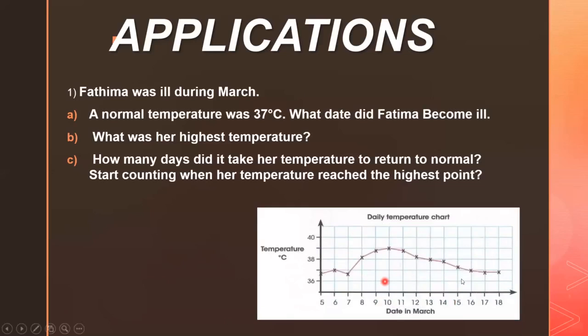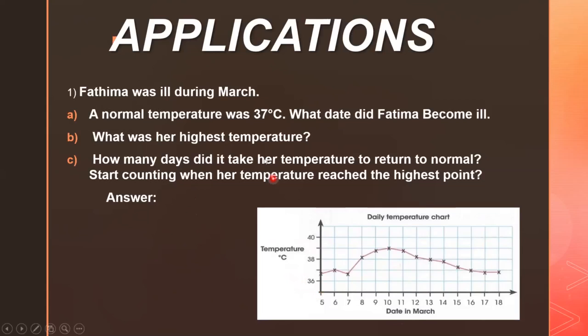And this is the daily temperature chart, with the x-axis marked as date in March and the y-axis as temperature in degrees Celsius. So with the help of this chart, we are going to answer all these questions. So shall we start? Yes. We'll start with the A part. A normal temperature was 37 degrees Celsius. What day did Fatima become ill?